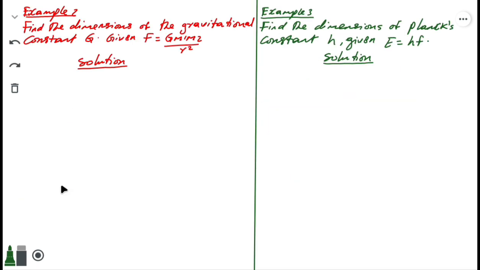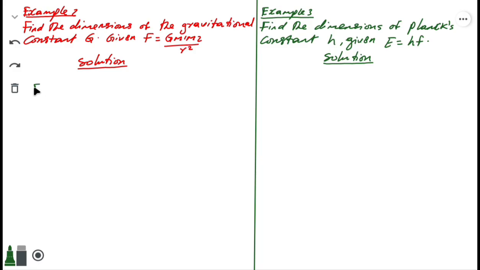The second example says that we should find the dimensions of the gravitational constant G, given that F equals G m1 m2 over r squared. Now this particular equation is derived from a law called Newton's law of gravitation. Newton's law of gravitation states that the force of attraction between two bodies of mass m1 and m2 is inversely proportional to the square of their distance r.